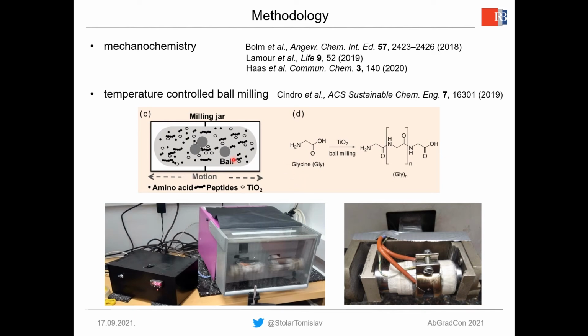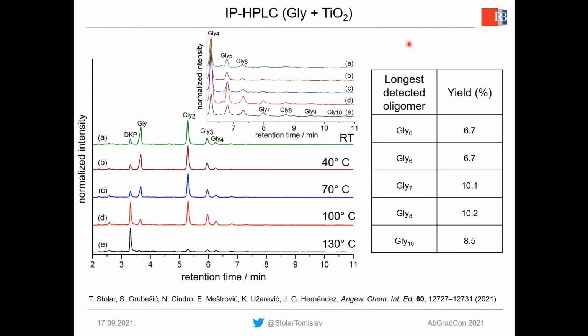The reaction mixture was closed in a milling jar and was ball milled via 3 stainless steel balls. The milling jar, together with the reaction mixture, was oscillated horizontally, and attached to it was a thermal ring element that was connected to a temperature controller. To characterize the reaction products, we used ion pairing high-performance liquid chromatography.